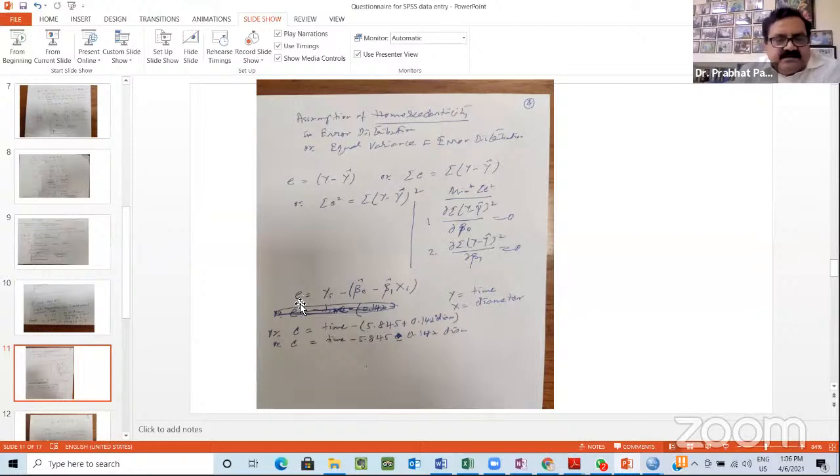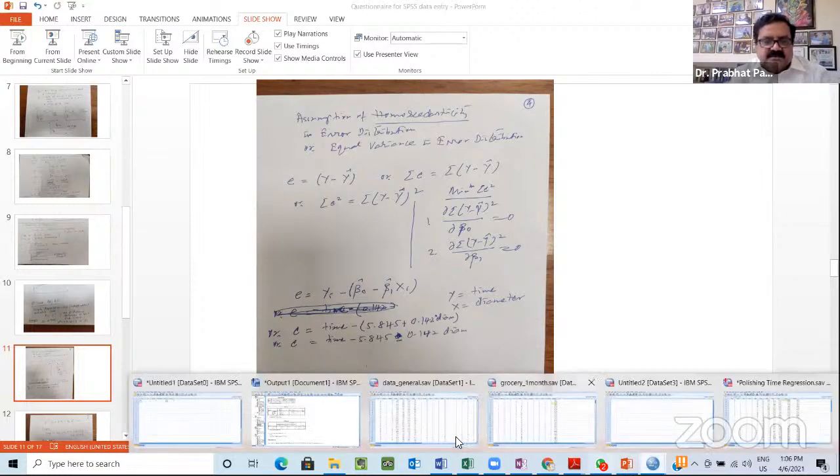So if you look at the error in total, you have the actual y minus the estimated y. The estimated y means beta 0 plus beta 1 x. Here I have put a minus over here, because we are deducting. So in the regression that we have in front of us, time minus the estimated value, 5.8545 plus 0.014 diameter. I'll check this value, because I don't think this is correctly written over here.